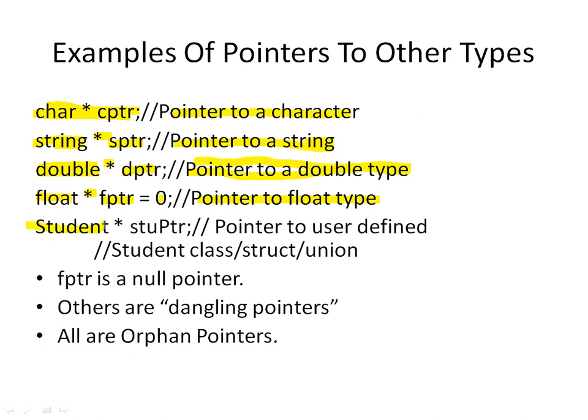0 in pointer technology is considered null. If I have a class, struct or union called student, asterisk s2ptr, this can store the address of a student object, which could be a class, struct or union. All other than fptr are dangling pointers. All are orphan pointers. Pointers that do not point to a pointee are orphan pointers.